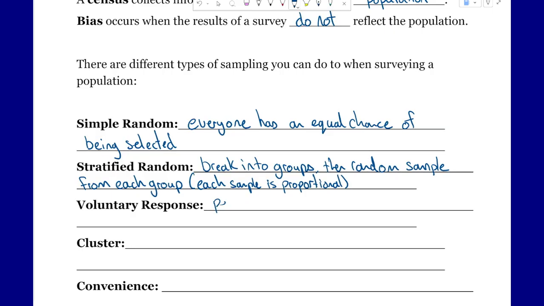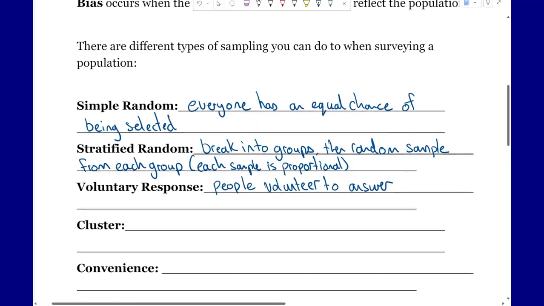Voluntary response is kind of in the name. People volunteer to answer. Everything's voluntary. It's like the survey questions that you see on YouTube. It's voluntary that you answer. You don't actually have to answer. It could be like a random phone call that asks you questions, or someone randomly asks you on the street, and you can either choose to stop and answer, or you just continue walking on.